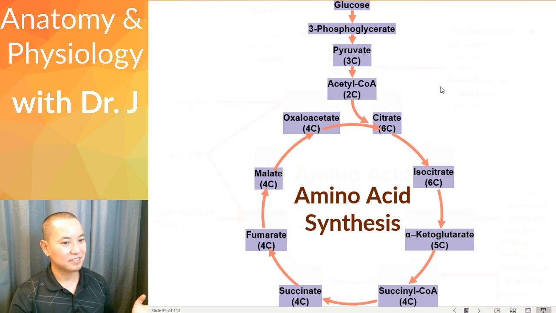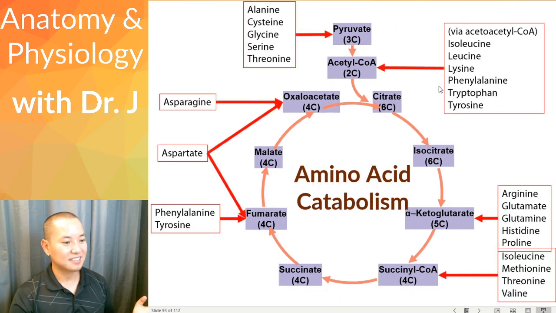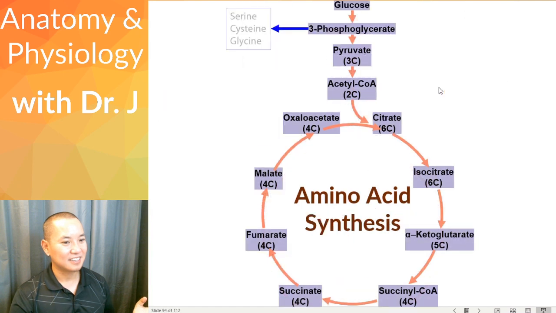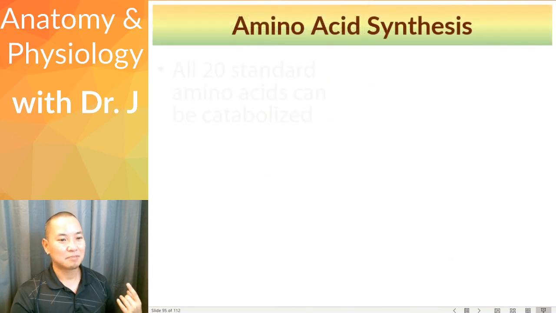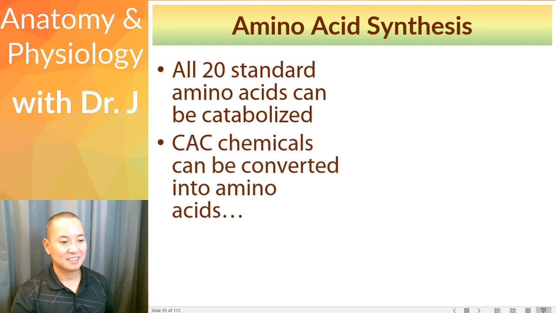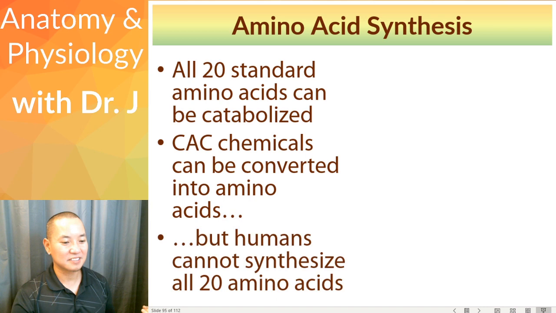Again, compare the previous slide. At a glance, does it look like we have all 20 amino acids here? We don't. So this is the thing. You can put all 20 in, and citric acid cycle chemicals can be converted into amino acids, but humans cannot synthesize all 20. So we can put all 20 into the citric acid cycle, but we can't get all 20 out. So that's the twist there.